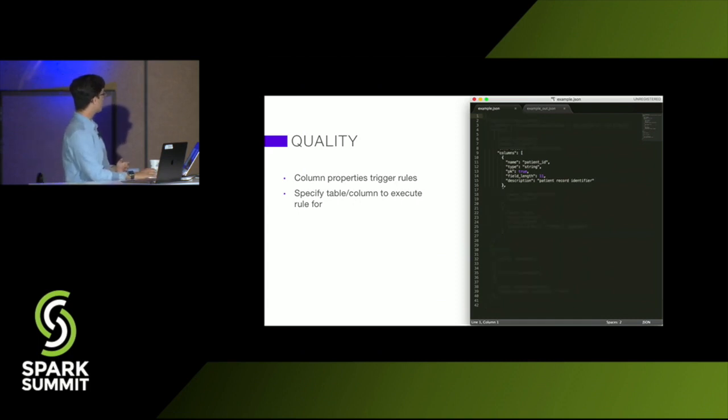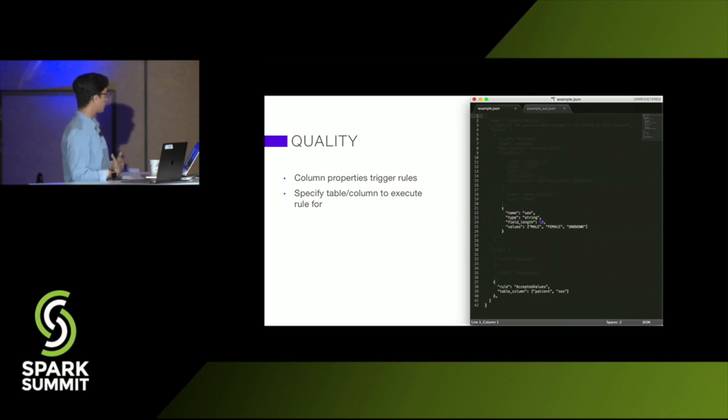So I'm going to highlight a couple examples here. Here's an example of just one single column. And this column here is on the patient table. It's the patient ID column. And we're saying it's a primary key. It has 11 characters, and here's the description of it.